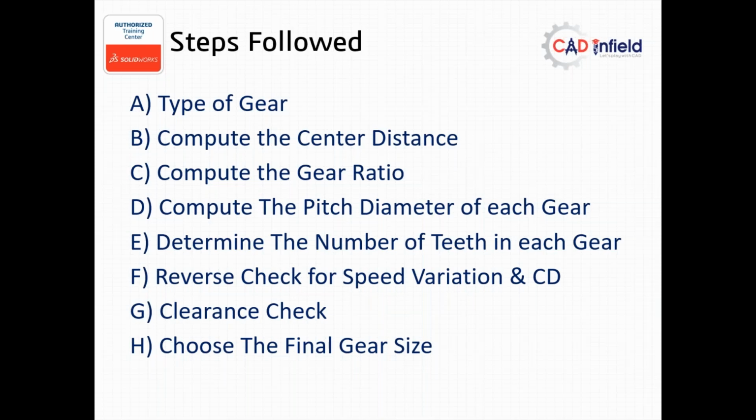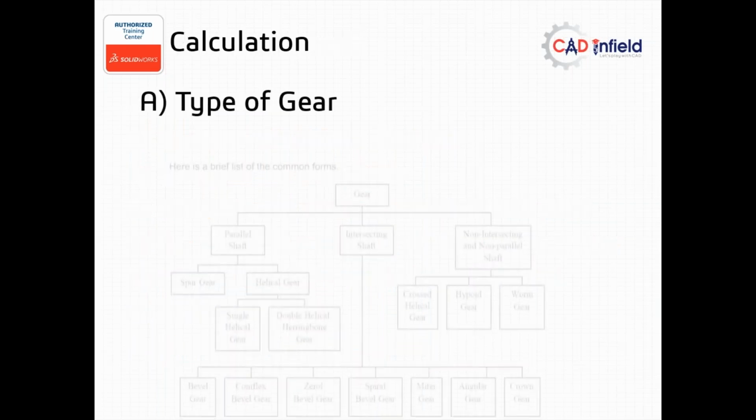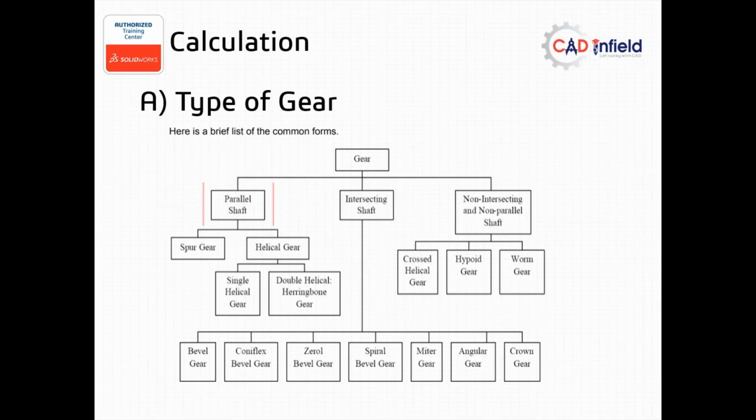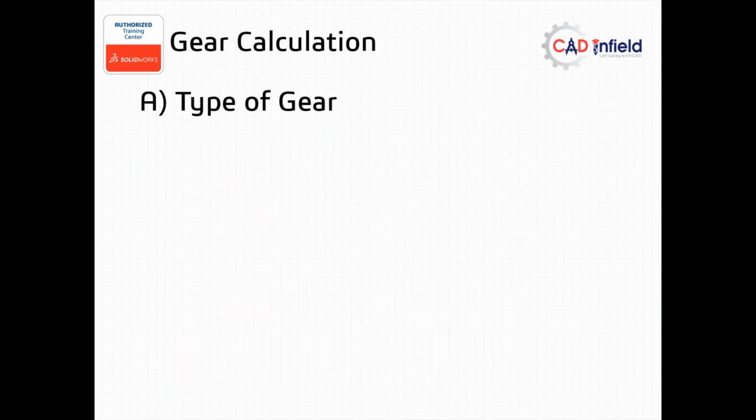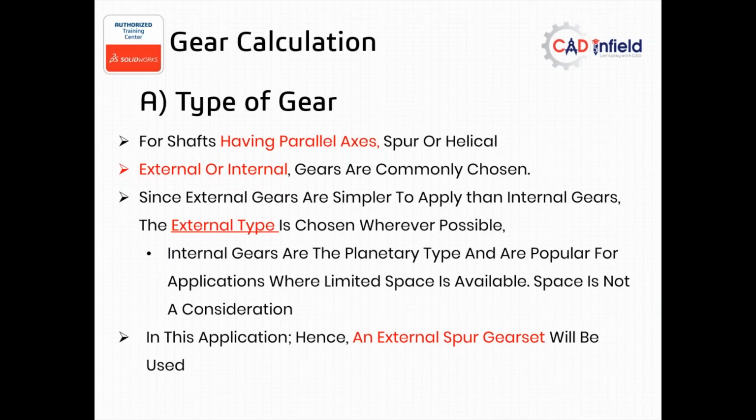So these are the few steps which we require for selection of any gear from the catalog. Let's quickly talk about this. These are the steps we want to get. Type of gear, they have directly mentioned it. That is parallel shaft. So we have a choice: either we can go for a spur or helical.